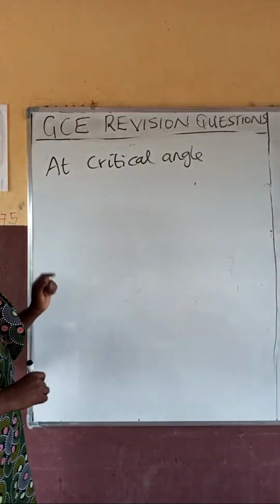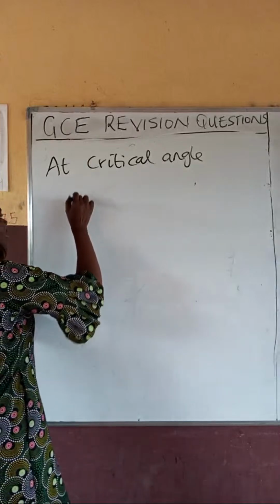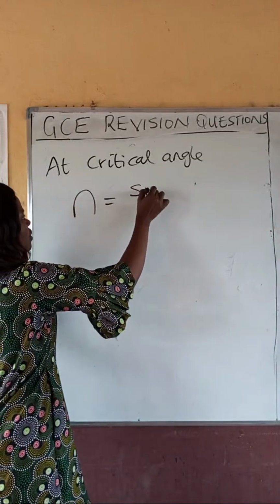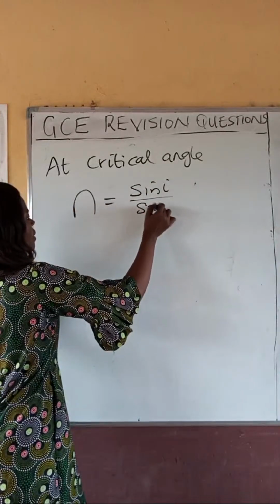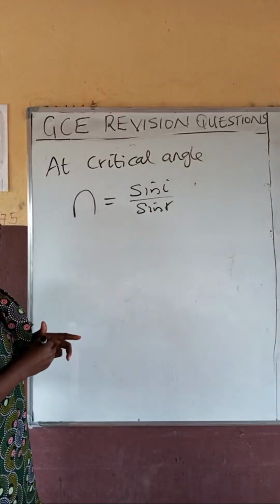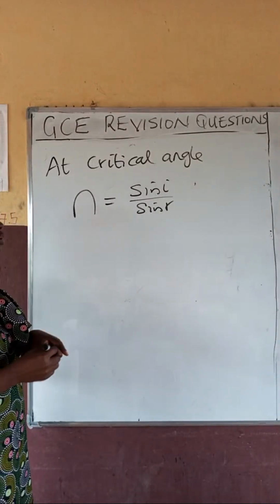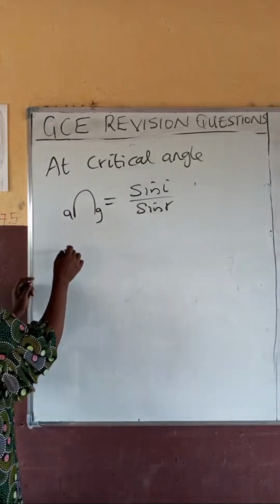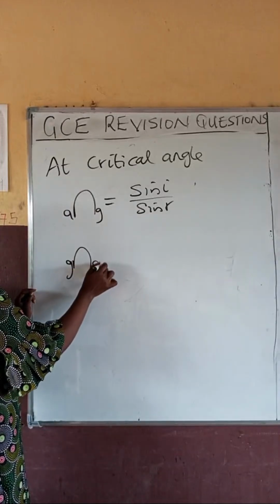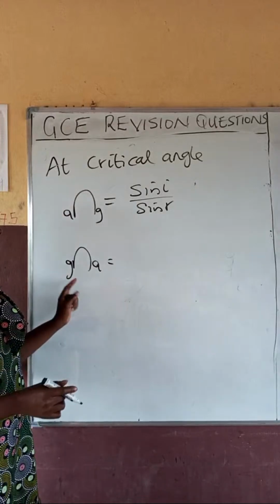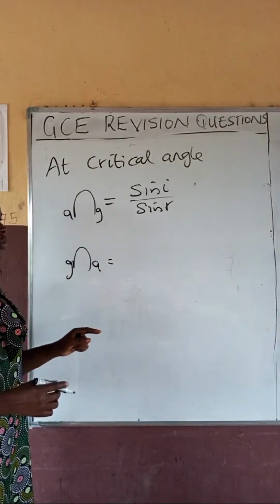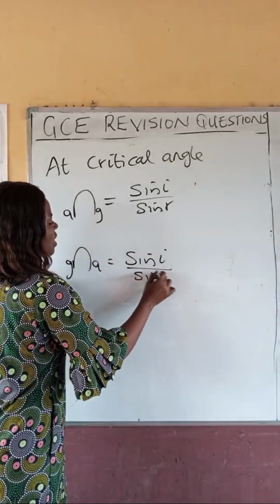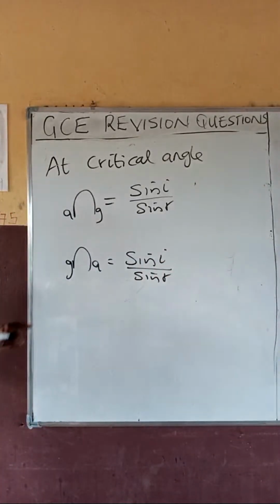Now we should note that at critical angle, our refractive index is equal to sine i over sine r, right? Okay, but this one is when the light is traveling from air to what? Glass. But at critical angle, light travels from glass to what? Air. Okay? At critical angle, light travels from glass to air. Then this is sine i over sine what? Sine r.